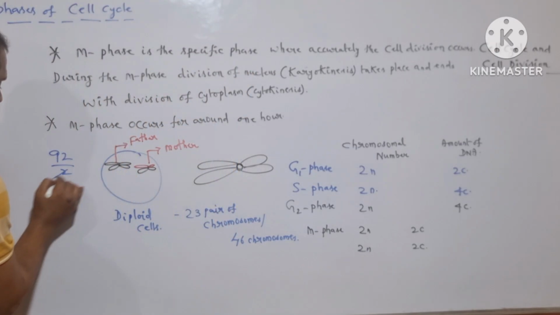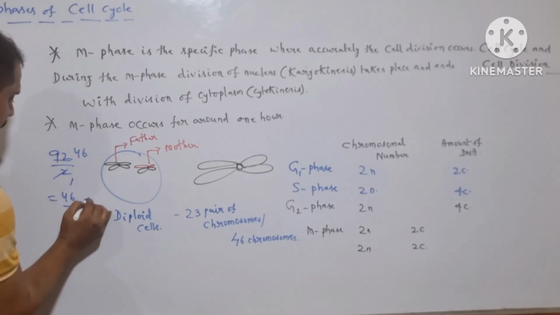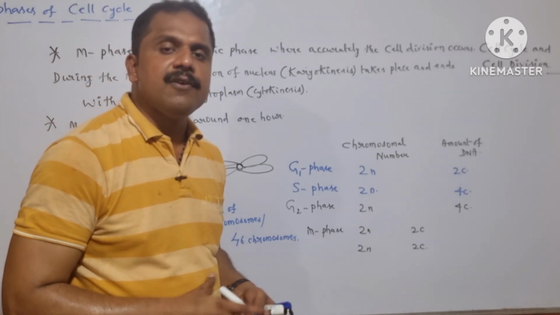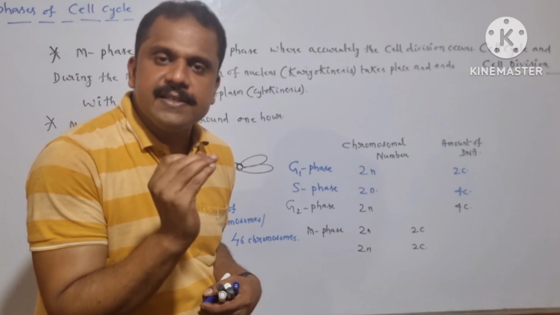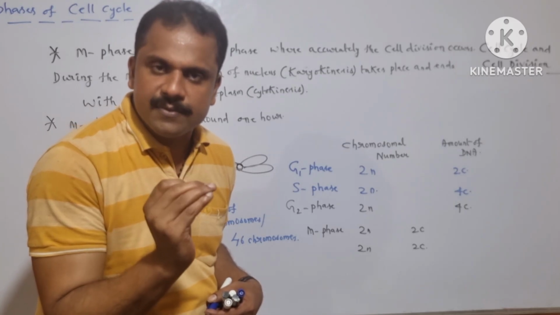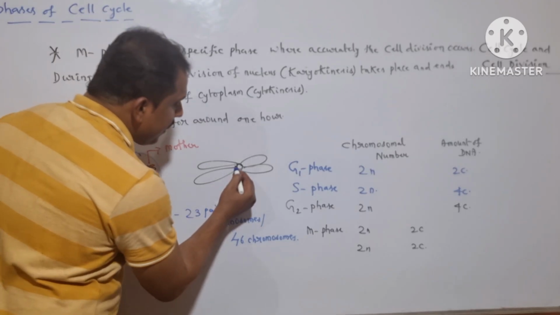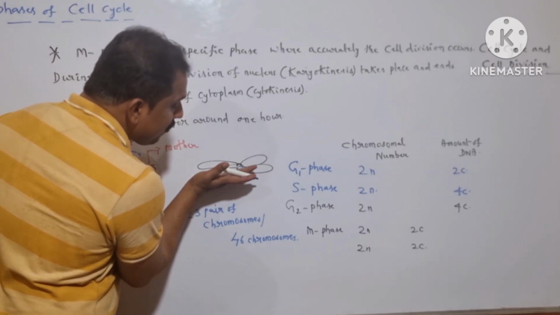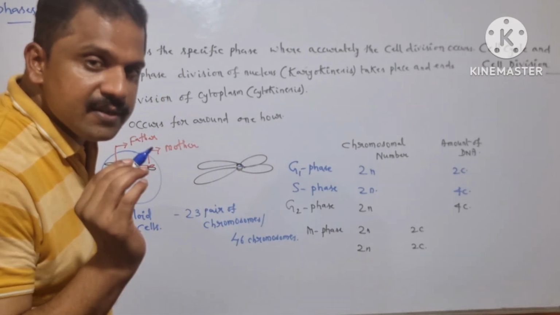92 divided by 2, right? So 2 ones are 46 there. That means 46 here. These 92 chromosomes are successfully transferred to both the daughter cells as 46 chromosomes and 46 chromosomes. Is it clear? During the anaphase of the mitotic cell division, when the centromere undergoes splitting, the 92 chromosomes are successfully partitioned as 46 chromosomes and 46 chromosomes.